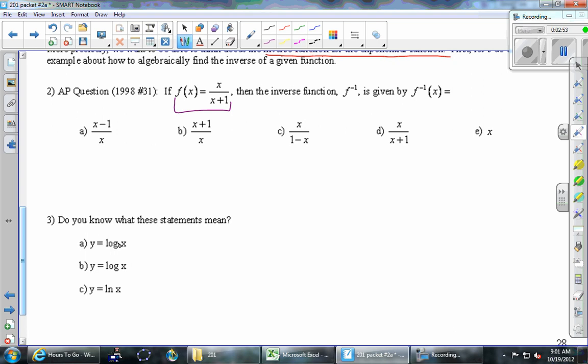And I'm guessing that there's probably at least one person at each table who doesn't quite know how to start, and somebody else at the table who does. So figure out who you are, and then ask for help or give help, and see if you guys can come to an inverse function rule here.